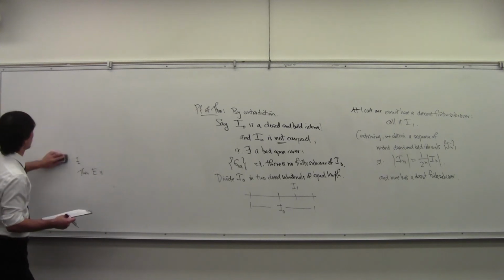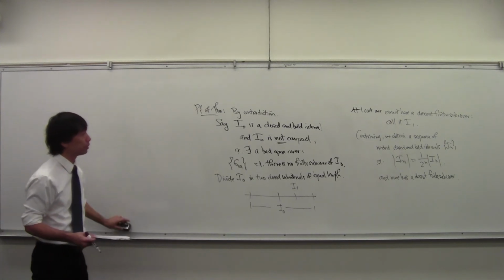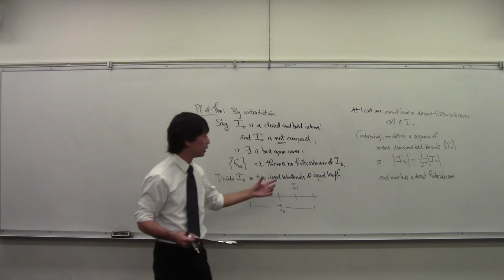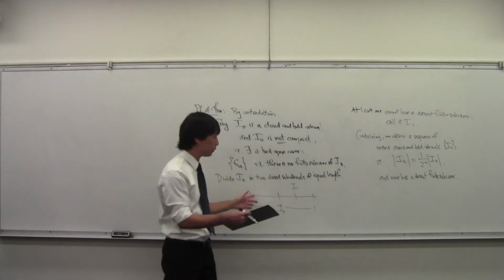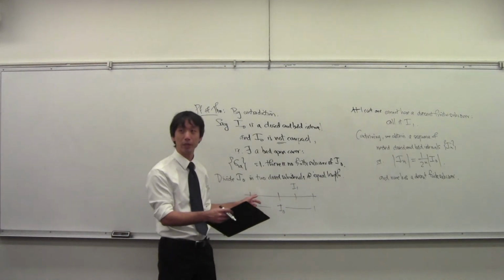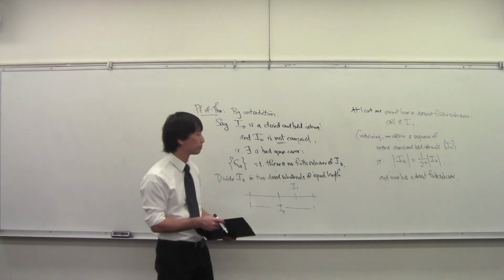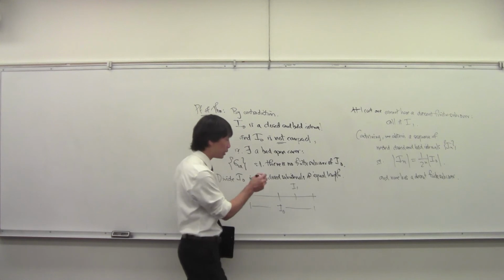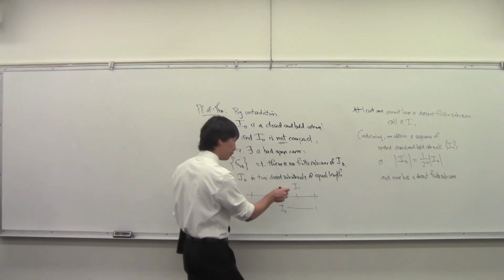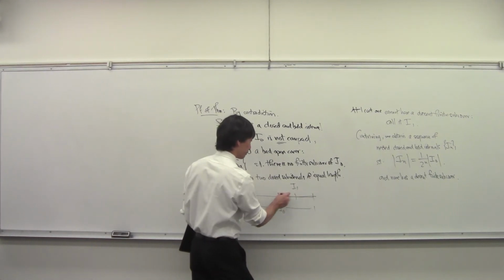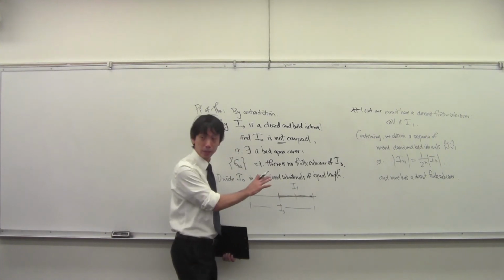Yeah, Nick. Sorry, is it none or is that at least one? None of these guys. None of these intervals that we've chosen has a decent finite subcover. It's like in the first step you said at least one doesn't have a decent subcover. Mm-hmm. So, and we chose that guy. We said, the guy on the right, that's going to be our I1. Okay, that guy doesn't have a decent finite subcover.